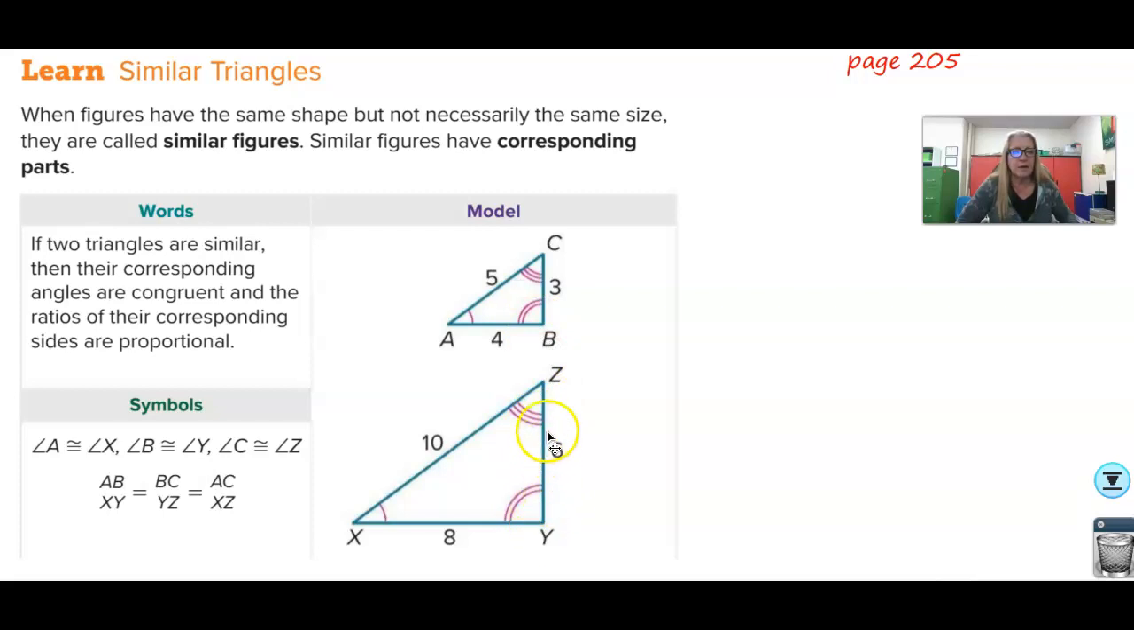The sides, however, are proportional, okay? The lengths of the sides will be proportional. Notice that this 3 gets doubled here, this 5 is doubled here, and this 4 is doubled here. If one side is double, all the sides are double. That's what proportional means. So if two triangles are similar, then their corresponding angles are congruent, or equal in size, and their corresponding sides are proportional.